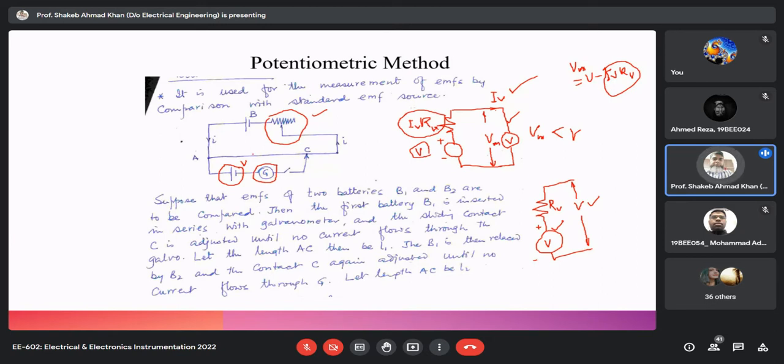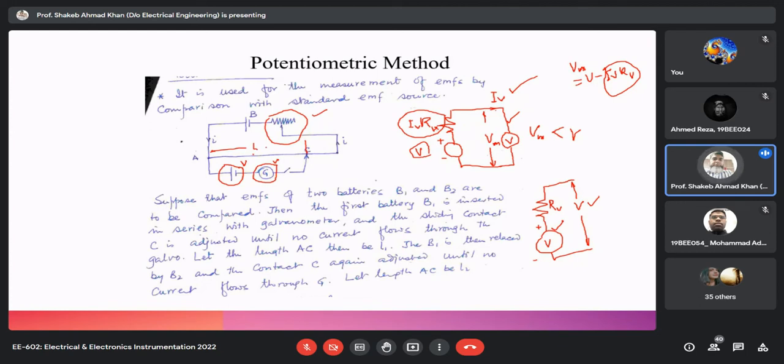Means if this voltage is more than this voltage, then your current will flow in a particular direction, because current always flows from higher potential to lower potential. And when this voltage is more than the voltage drop across the section of wire, then obviously your current will flow in the other direction. So by sliding here, we try to find out the exact voltage. We try to match this voltage, and wherever the voltage is matched exactly, the galvanometer deflection will be 0, and we note down the length of wire from the starting, and this length we try to find out.